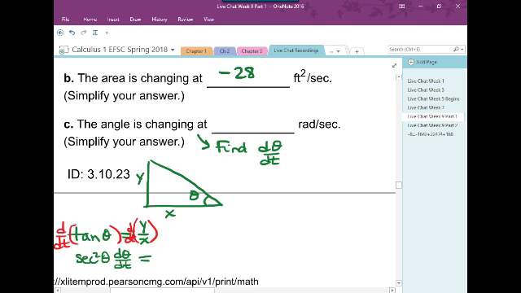over here, how do you take the derivative of a quotient? You have to use the quotient rule. So we're going to take the derivative of y over x with respect to t. So we're going to have the bottom function times the derivative of the top, dy dt, minus the top function, which is y, times the derivative of the bottom, which is dx dt, all over the bottom squared.